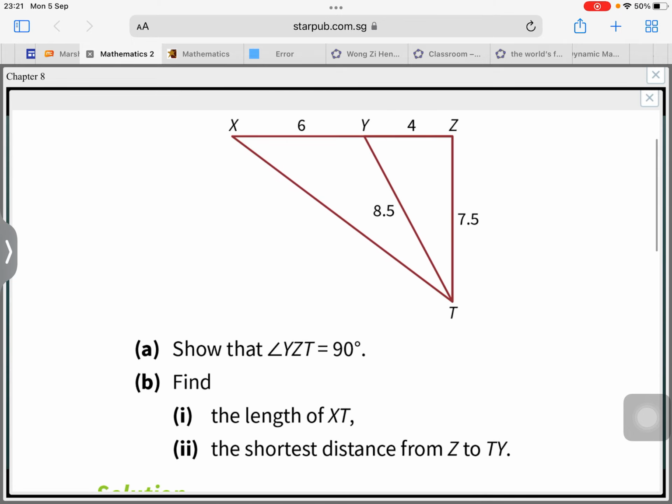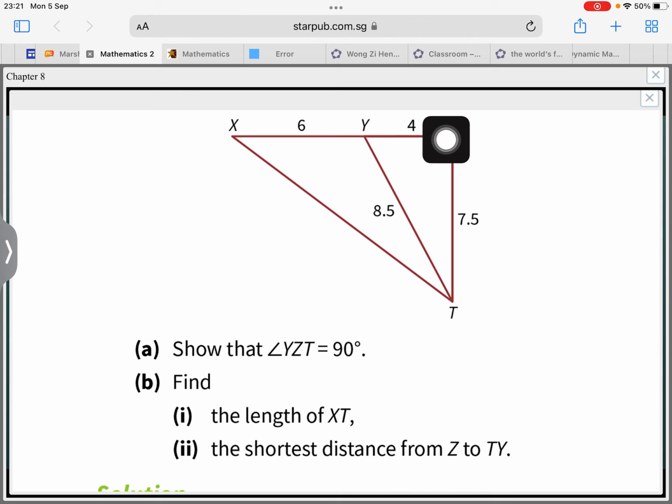Once you know that XT is 12.5, it asks you to find the shortest distance from Z to YT. So Z is here, and TY is here, so the shortest distance is here. Based on what we said just now, the main approach to answering this type of question is understanding that the area is the same no matter how you calculate it. So for area of triangle, half times the base times the height will be equal to the area of the triangle, and the base and height must be perpendicular to each other. So we know that this is perpendicular to this. So half times 4 times 7.5 will give me the area.